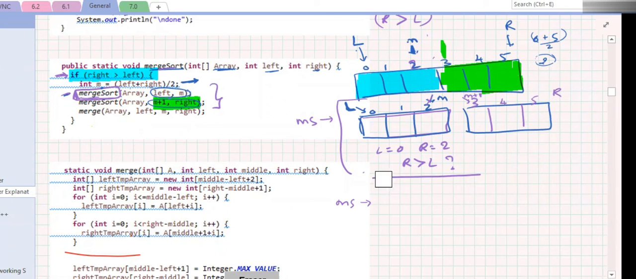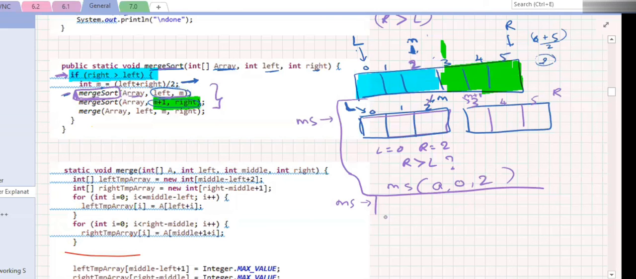Now before completing this merge sort, you're actually calling this second merge sort function. You're calling merge sort again with what inputs? You're calling it with the array, then left and right. You pass left and you pass right. Now you come into this and say, yes, right is greater than left, so I need to split it.